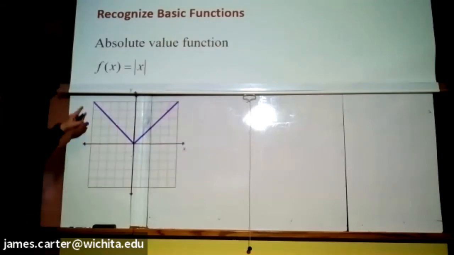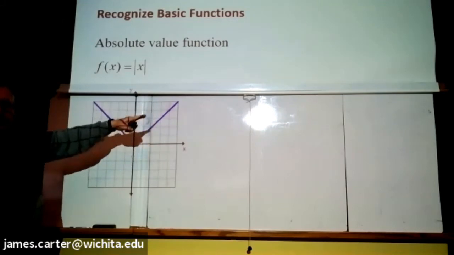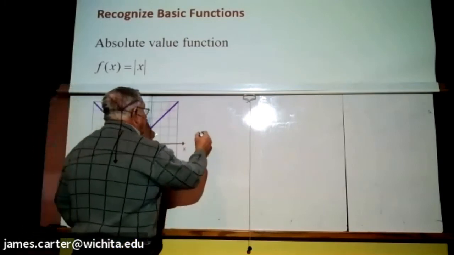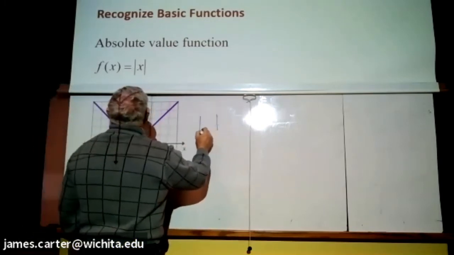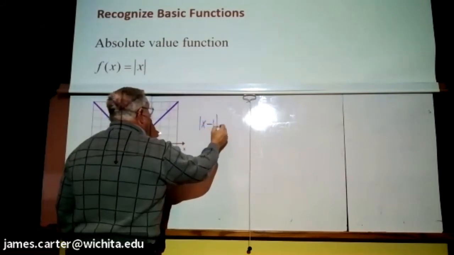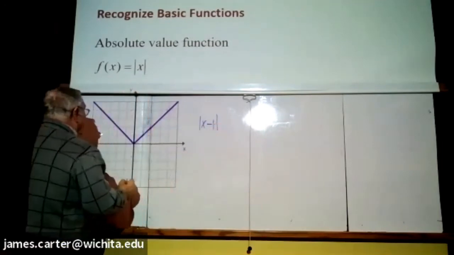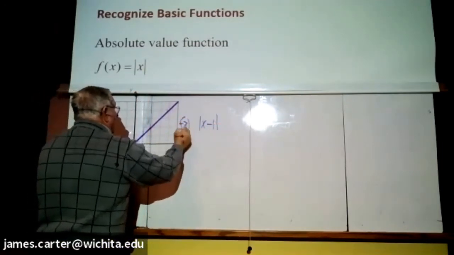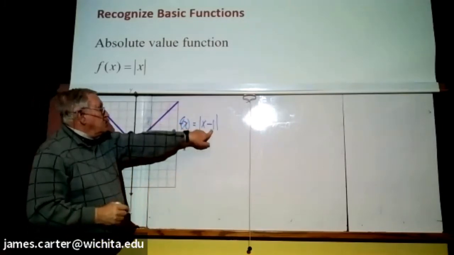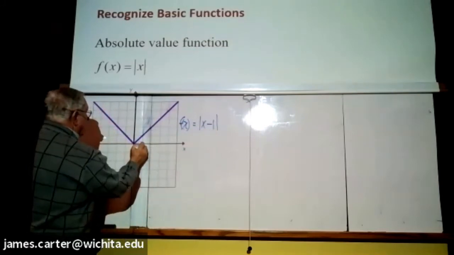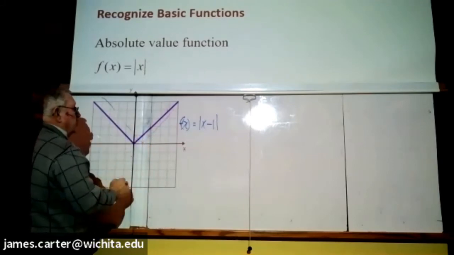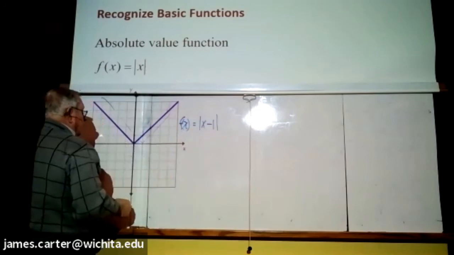Absolute value of X always makes a V. You see a graph of a V, it's an absolute value. If I had absolute value of X minus 1, then f of X equals, or Y equals, that would move this to the right one place and would go up like this. In other words, it would shift one place opposite of sign.